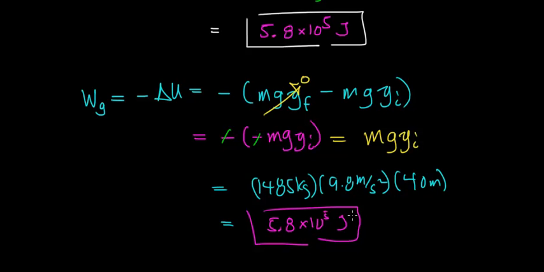So the energy the force of gravity transfers to this car as that force is applied over a distance of 40 meters is exactly equal to 5.8 times 10 to the 5th joules, which is exactly what we found using the definition of work. So both methods of finding the work that the force of gravity does on a falling object yield the same results.